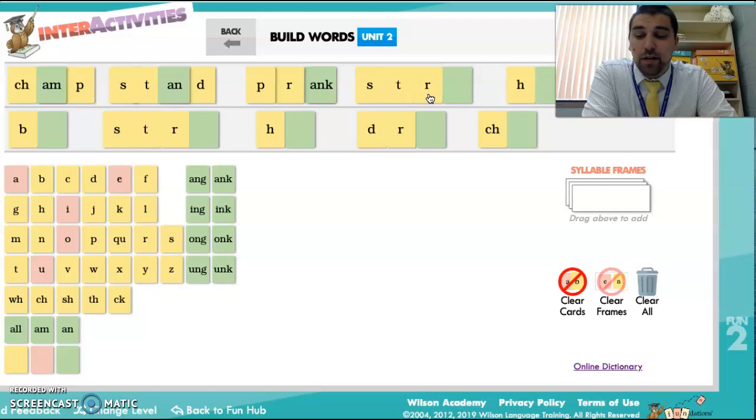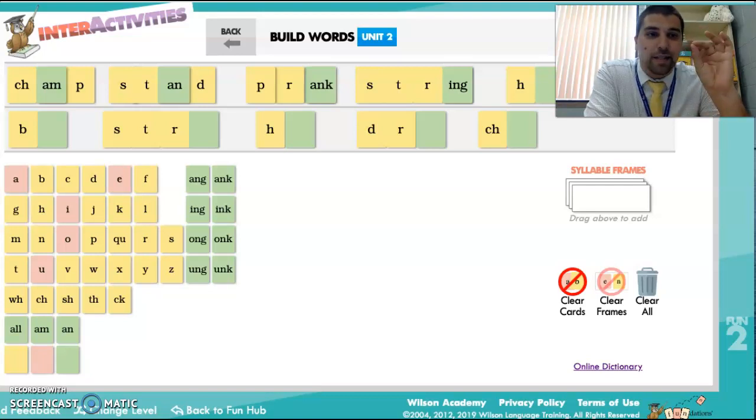The word is string. String. So ing. String. Pause the video if you need more time. Here's your answer. I-N-G. If you got that, very nice job. And again, get your whiteboard out, write that word down, practice reading it, practice tapping that word out with the glued sounds, and write that word.